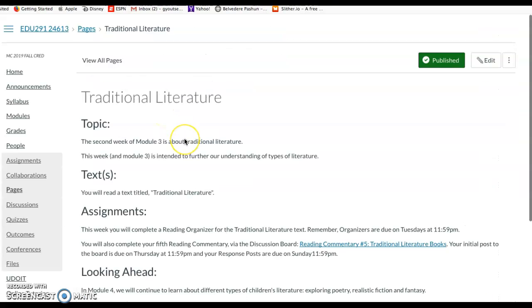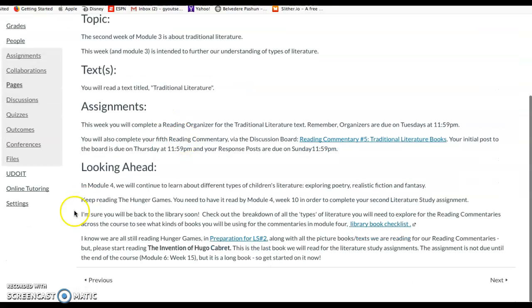So as we look ahead, as we jump back to our overview page, remember that you should be reading The Hunger Games. This is going to be due in Module 4, so it is important that you are starting that book. If you hopefully haven't started yet, start this week. It's going to sneak up on you quick, and although it is a very fun and quick read, it's a pretty long book, so you need to give your time to do that.